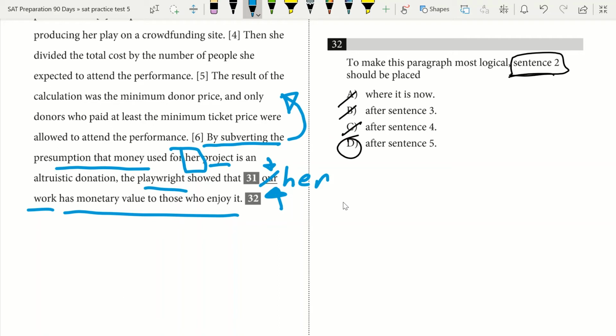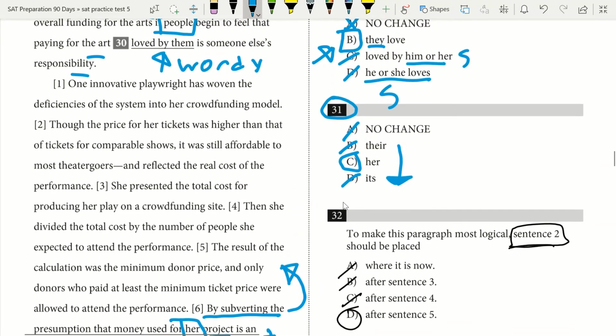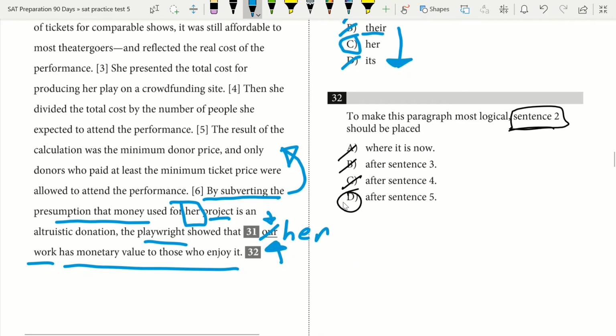Now, let's say that you had, I'll go back up to 31, let's say that you had her, its, we'll say his, and then option B was something that wasn't a pronoun. It was something specific. And keep in mind, I'm not talking about 31 anymore. That answer is C. I'm just talking in general.